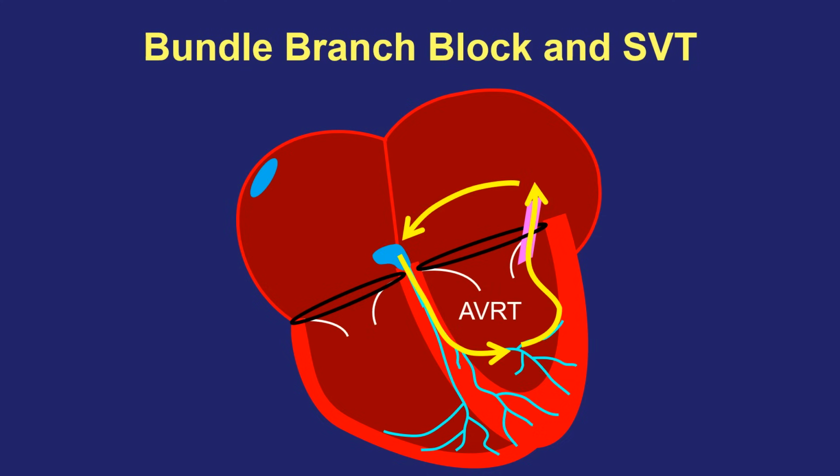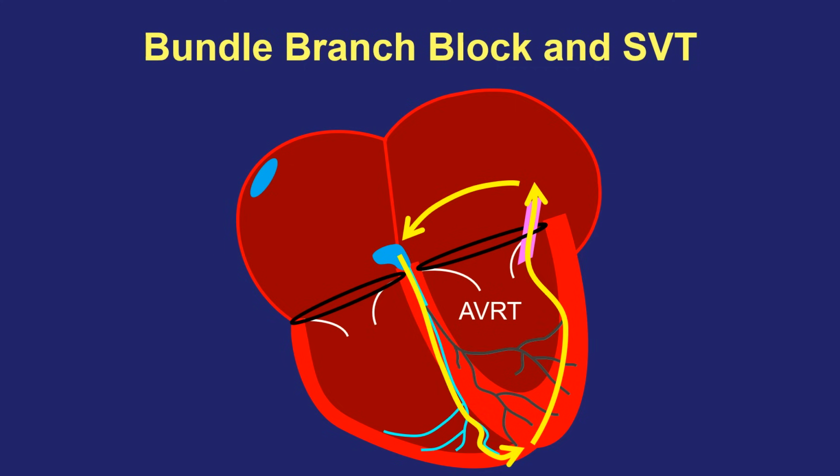What about AVRT, where you have this circuit, and let's say you develop a left bundle branch block with this left-sided pathway? Would that impact the circuit? In this case, yes, it would. You'd still have AVRT, but you'd have to go down the contralateral bundle in order to get into ventricular muscle and then back up to the accessory pathway.